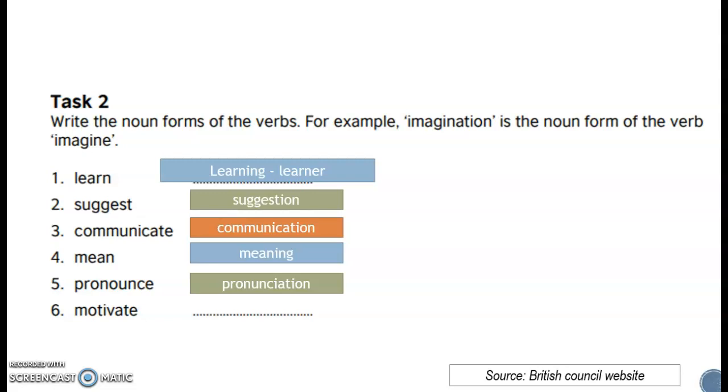And finally, motivate as an action, as a verb, as noun, as follows. Motivation. Motivation is enthusiasm for doing something.